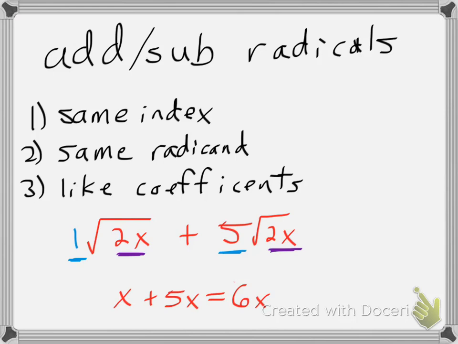So in the same way, if I said, what's the square root of 2x plus 5 square root of 2x? We'd say it's 6 square root of 2x. The square root of 2x is treated just like an overall variable, just like with x plus 5x. I don't add what's inside the radicals, so in other words, I don't get 4x inside the radical. Square root of 2x stays the way it is, and all I'm combining is the 1 and the 5 on the outside.